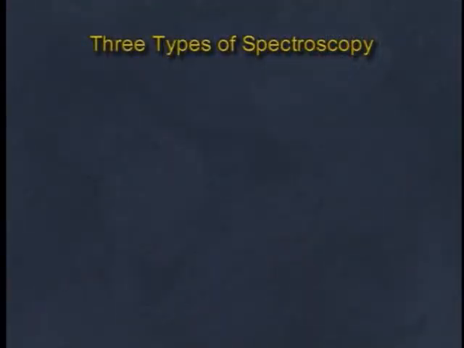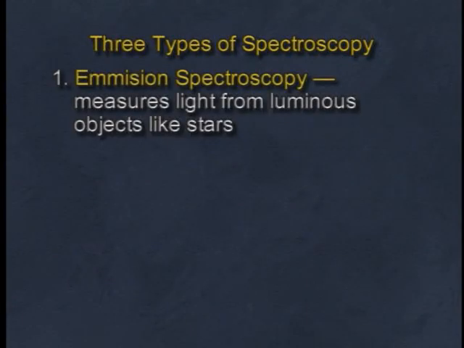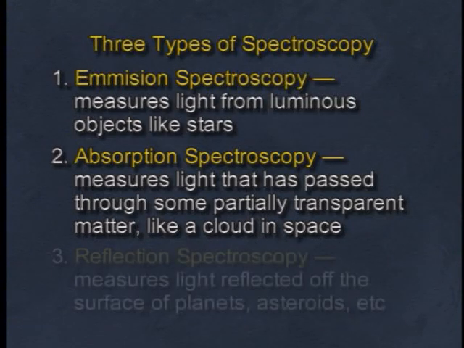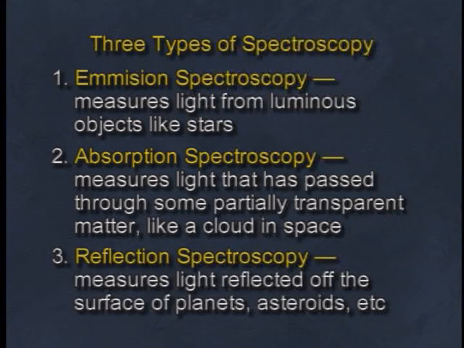The wavelength of photons from space is measured by spectroscopy. In a spectroscope, there's a prism or a diffraction grating, and it breaks the light into a spectrum of different wavelengths, what are in effect different colors. At least 3 different kinds of spectroscopy are used in astronomy. There's emission spectroscopy that measures light from luminous objects like stars that are emitting light. And then there's absorption spectroscopy that measures light that's passed through some partially transparent matter like a cloud of gas in space. And finally, there's reflection spectroscopy. That's by which astronomers measure light that's reflected off the surface, especially of planets and asteroids and other objects that don't glow.